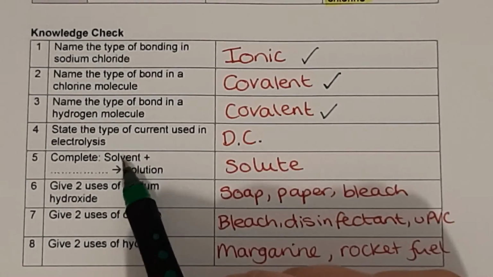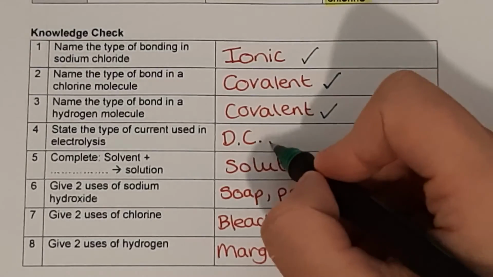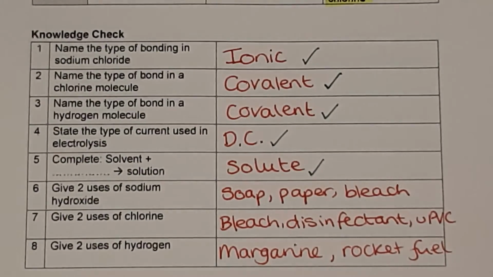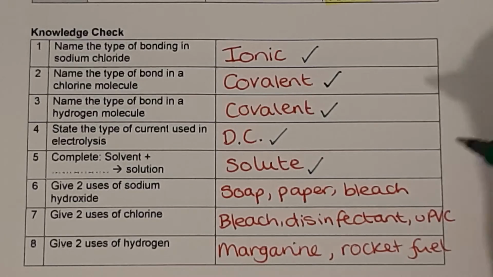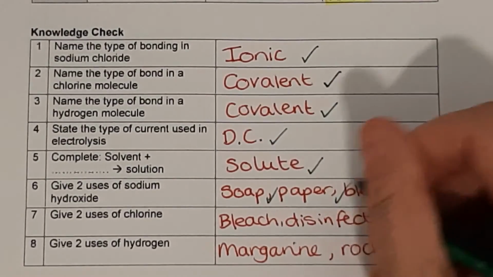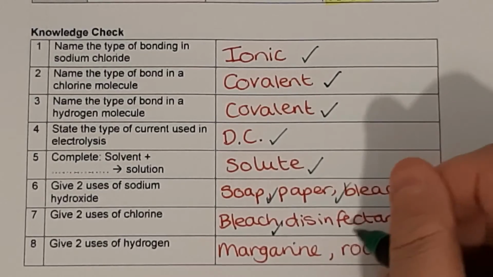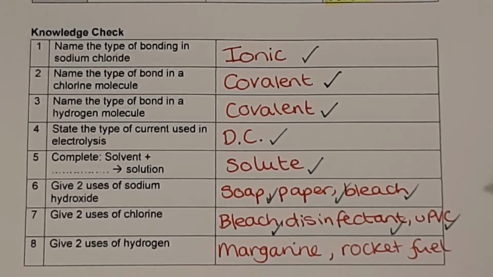The type of current used in electrolysis is DC or direct current. Solvent plus solute turns into a solution. Two uses of sodium hydroxide: any two from soap, paper or bleach, up to a maximum of 2. Two uses of chlorine: any two of bleach, disinfectant and UPVC, up to a maximum of 2.